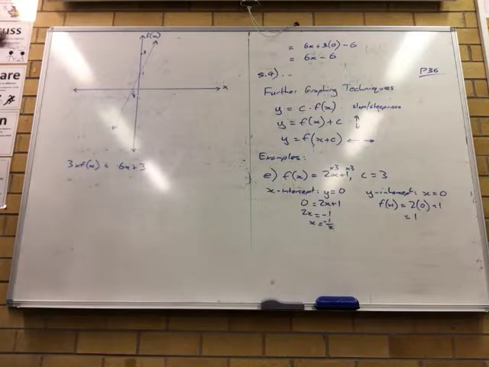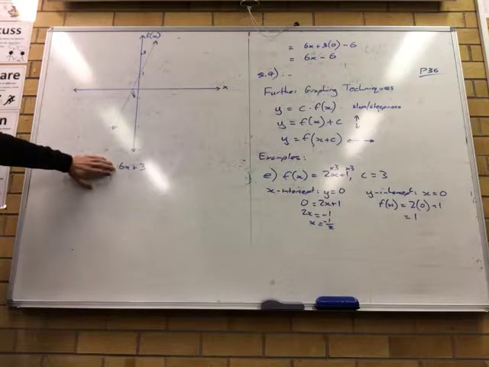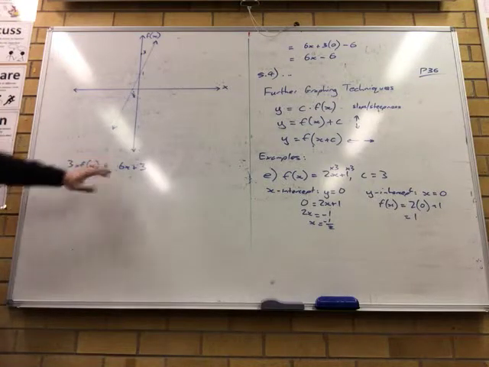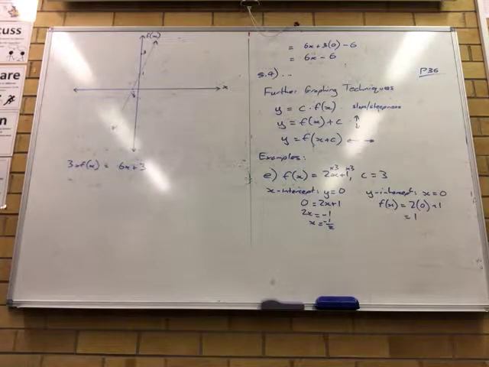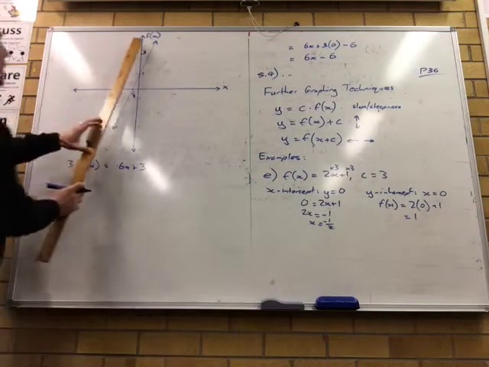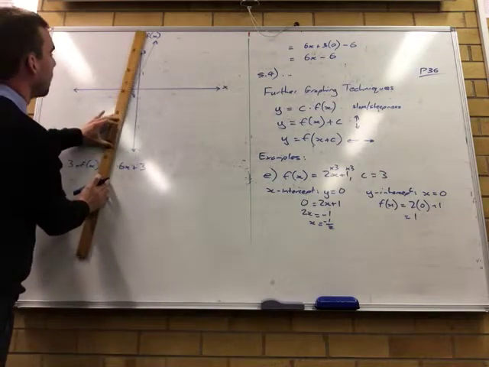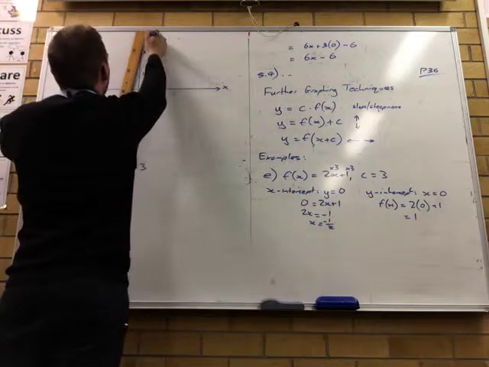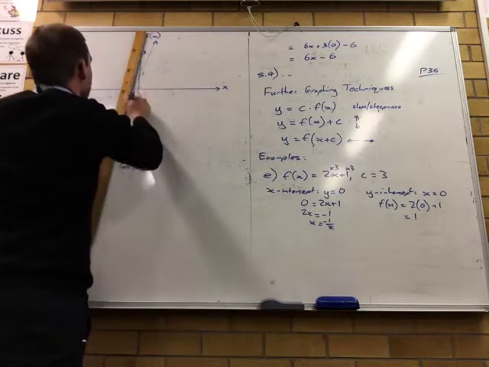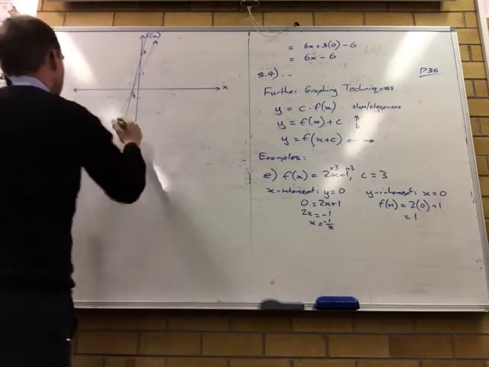Okay, so if you were considering your x-intercepts, we put y equals 0. So 6x plus 3 equals 0. 6x equals negative 3. x is negative 3 on 6, which is a half. So we have the same x-intercept and an increase in the y-intercept because of the change in gradient.